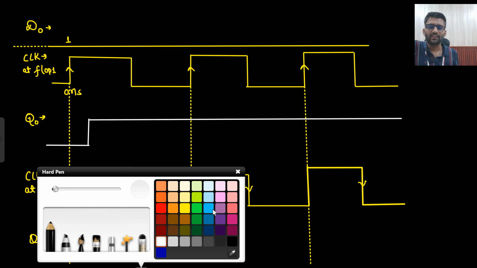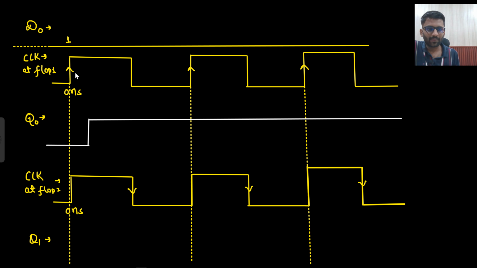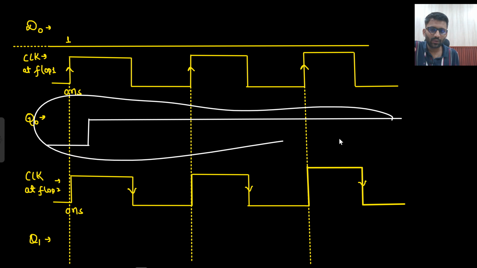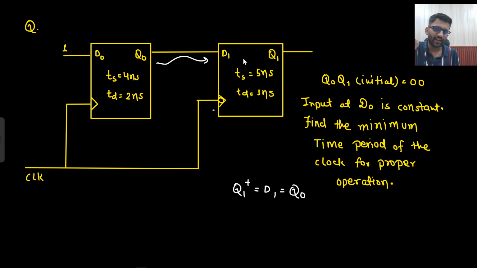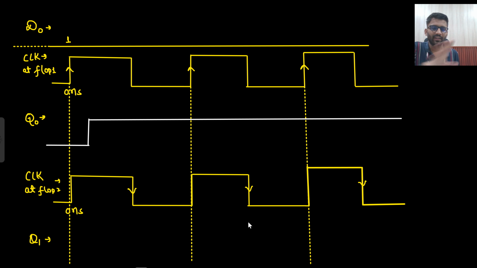There is no meaning of setup time and hold time here. Why is that so? Because input is always stable. So this clock has no problem, no problem with setup time as well, no problem with hold time as well. Now this output, Q0, is fed as the input to this clock, right? Now this clock is negatively edge triggered.